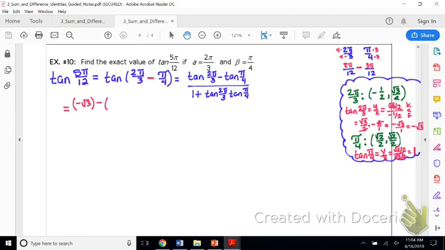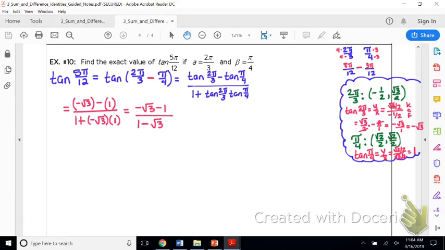Minus tangent of pi over 4, which is one, over 1 plus tangent of 2 pi over 3, which is negative square root of 3 times tangent of pi over 4, which is 1. So I can simplify this on top. I just got negative square root of 3 minus 1. On bottom, we got 1 plus a negative, which is a minus square root of 3.